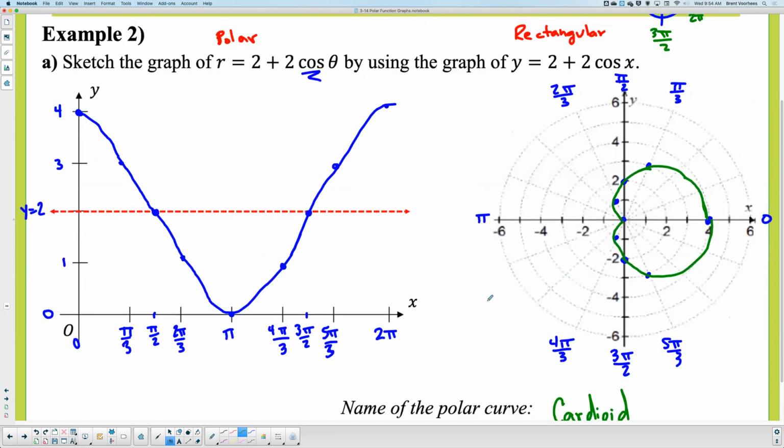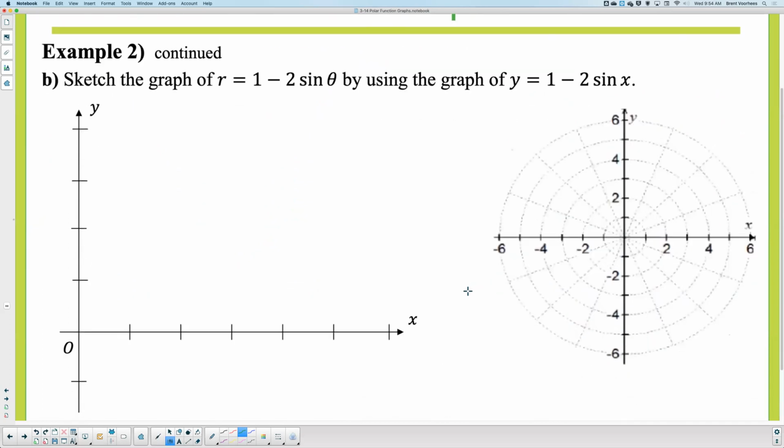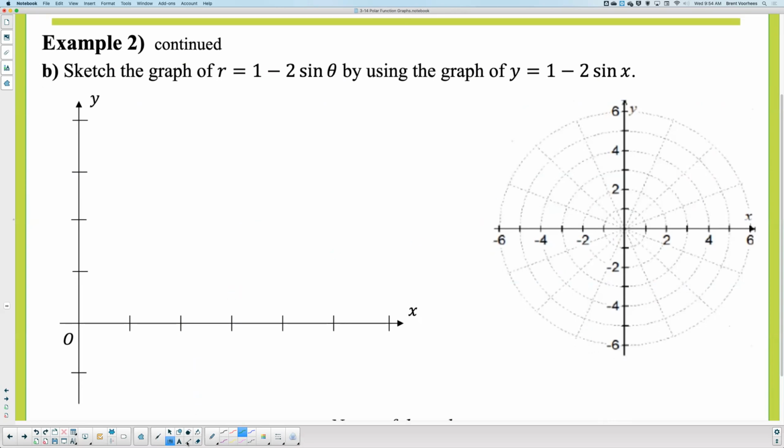Okay, so let's try this again and maybe I won't mess up this time. How about this one? It says 1 minus 2 sine. So let's walk through this a little quicker this time. What's our midline? The midline is 1.